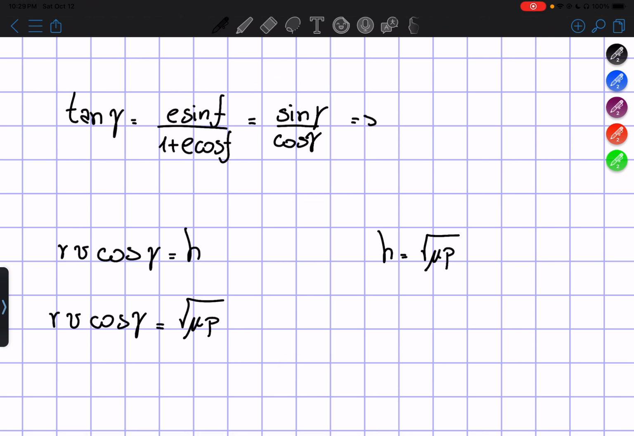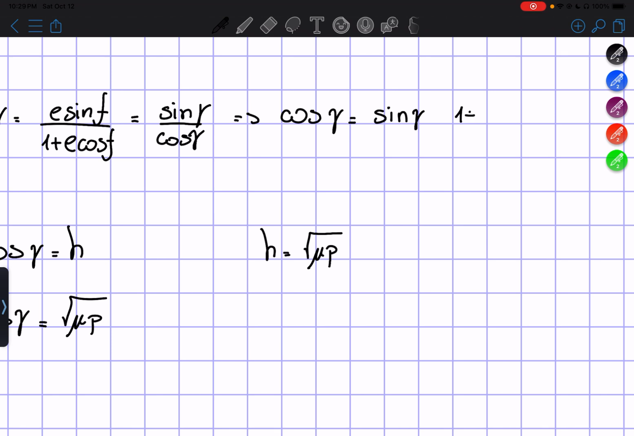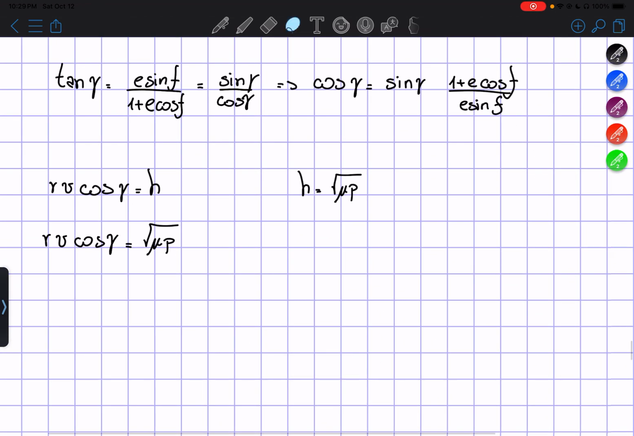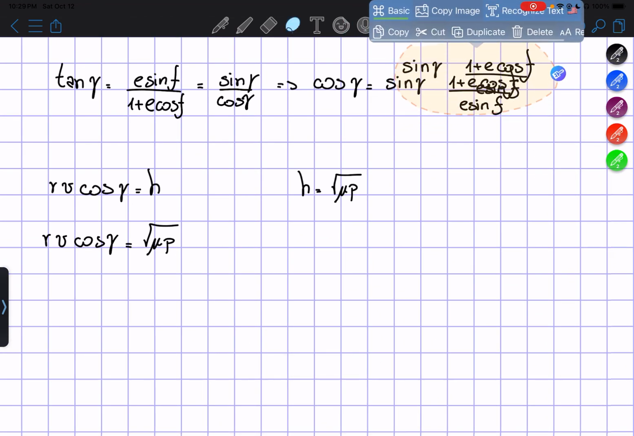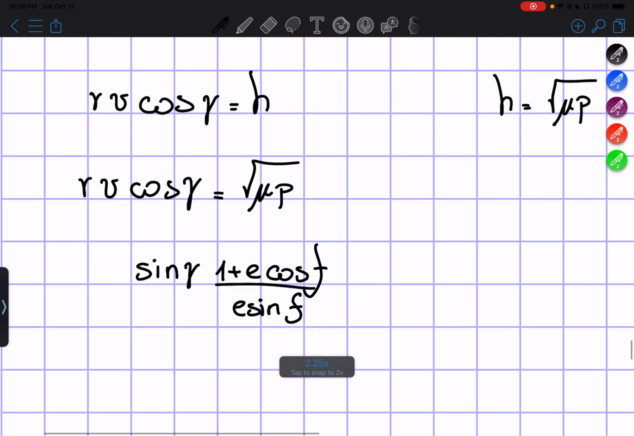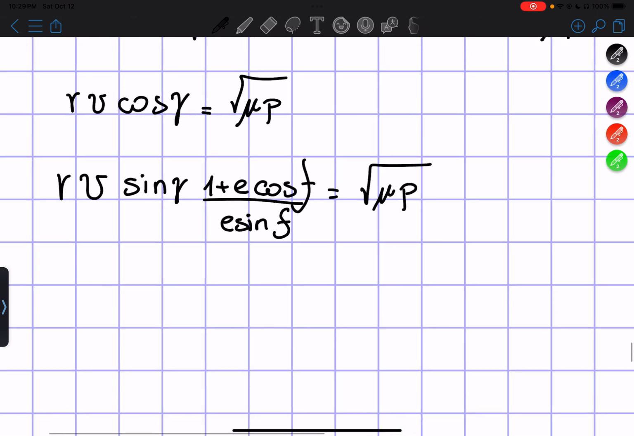So I can rewrite this as cosine of gamma is equal to sine of gamma times (1 plus e cosine f) divided by e sine f. And so therefore I can plug in what I had before for cosine. Okay, so on the left side we had r V cosine of gamma that we now rewrote, and now here we have square root of mu p.